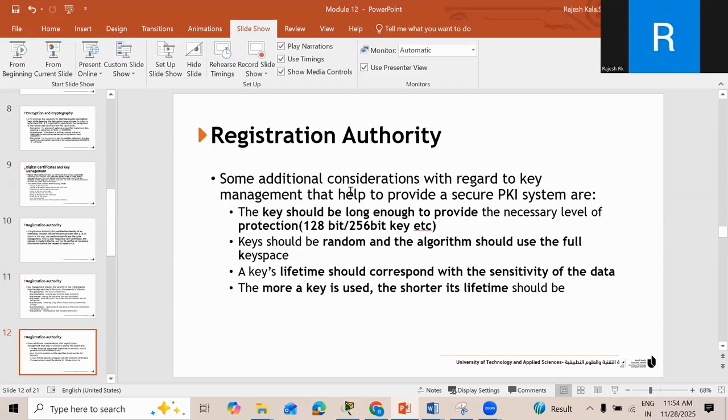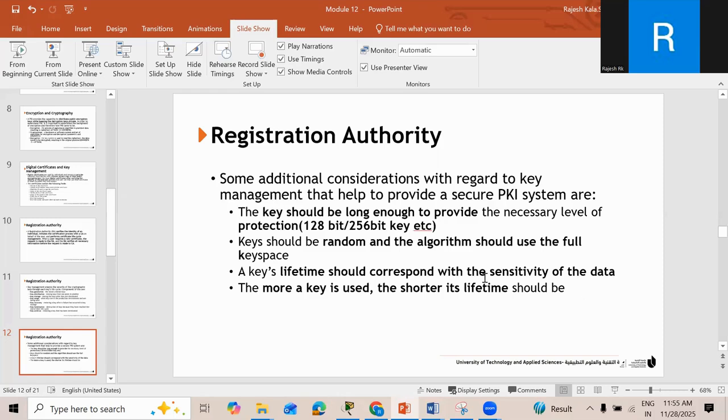Some additional things to be discussed while you are managing keys. The key should be long enough to provide protection. That's why the DES algorithm has only a 64-bit key. But what about AES, Advanced Encryption Standard? They have a 128-bit key. So people prefer the AES algorithm because the key length is more, so there will be more security. Then the key should be random and the algorithm should use the full key space. So we should use a random key, not always the same key. You choose the key randomly and the algorithm should use the key at its maximum.